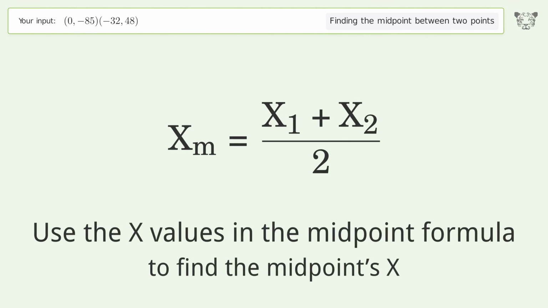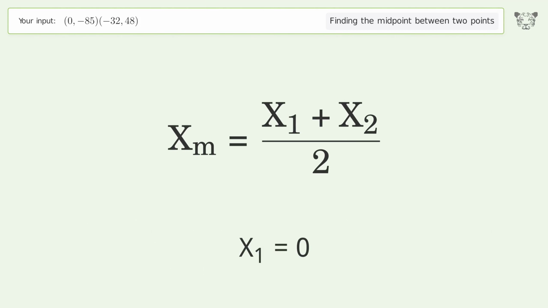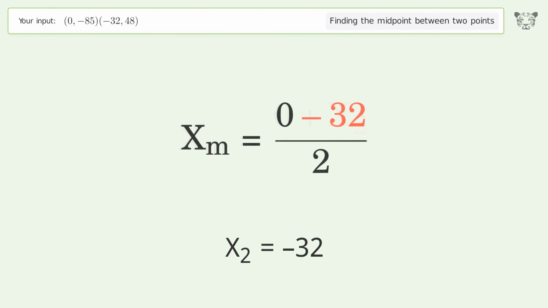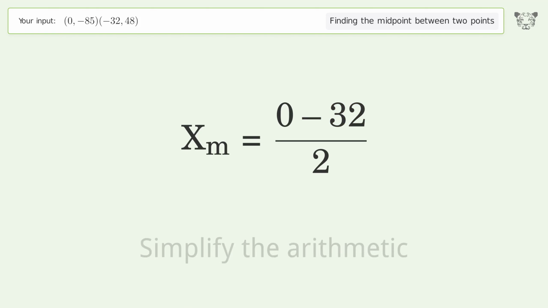Use the x values in the midpoint formula to find the midpoint's x. x1 equals 0. x2 equals -32. Simplify the arithmetic.